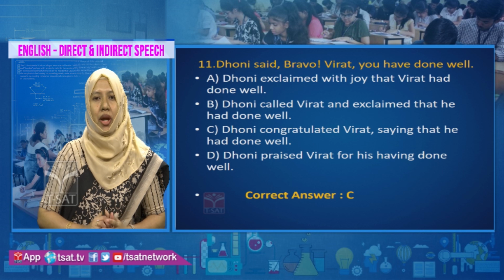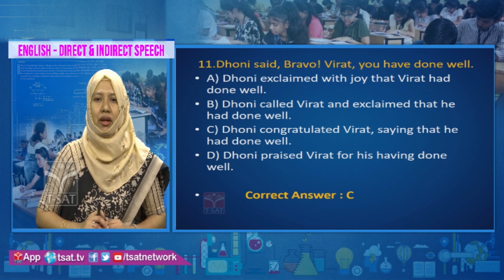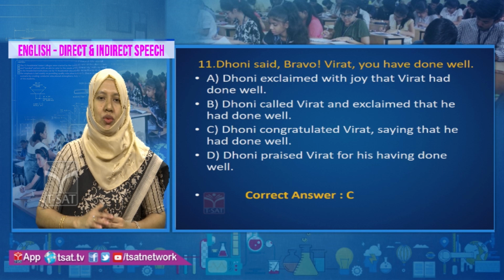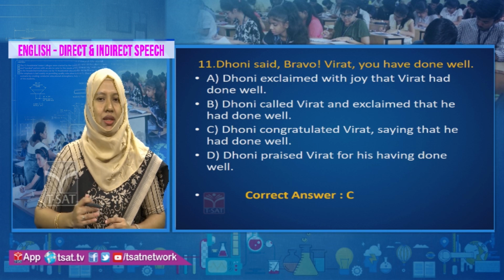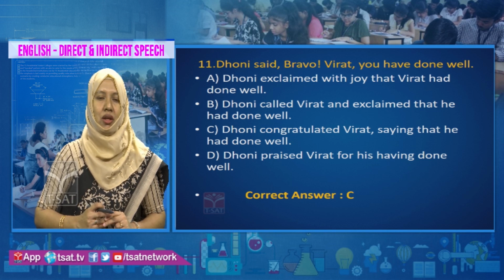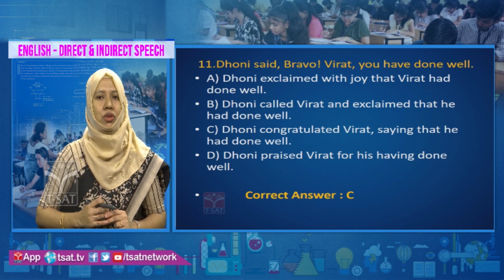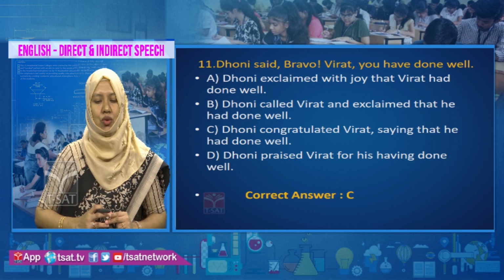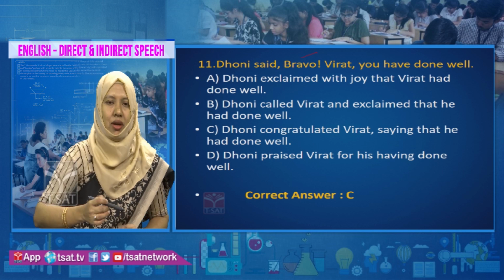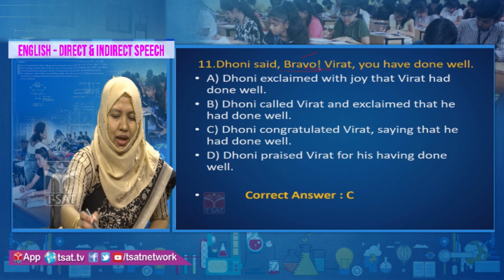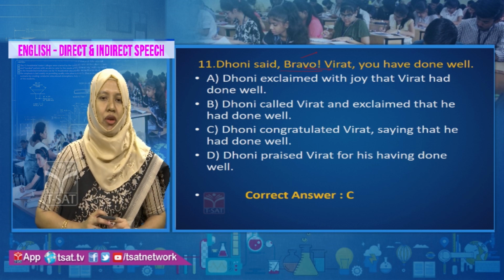Dhoni said, bravo, Virat, you have done well. Look at the options. Dhoni exclaimed with joy that Virat had done well. Option B, Dhoni called Virat and exclaimed that he had done well. C, Dhoni congratulated Virat saying that he had done well. Dhoni praised Virat for his having done well. Now in these options you can see bravo is used. It's an exclamatory sentence because the exclamation mark is there and an exclamation is used, bravo.